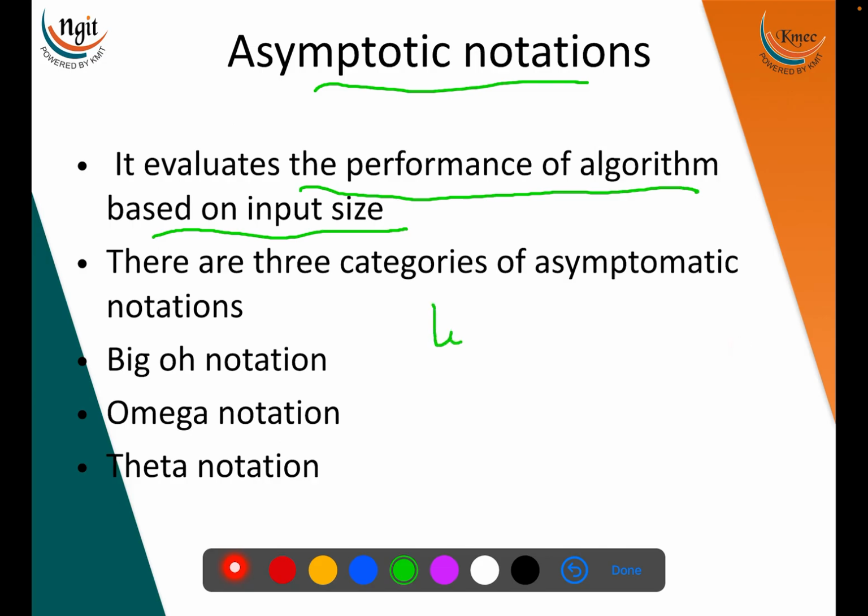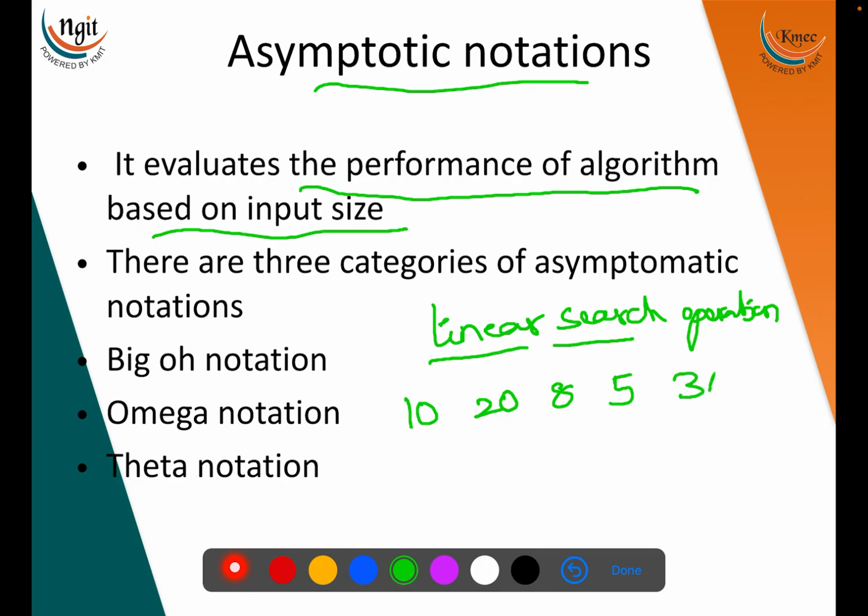When you are performing a searching operation, assume that I am performing linear search. Linear search is what? We will have elements in a sequential manner and we begin to search for the key element. Let's assume I have some list of elements, something like this. So my n value is 5 and my target element is 10. Asymptotic notations help to evaluate the performance of algorithms based on input.